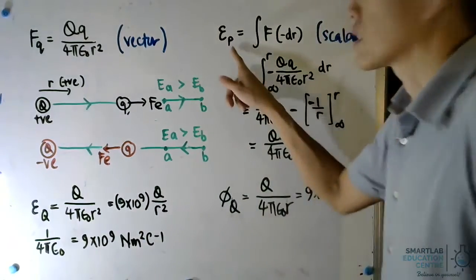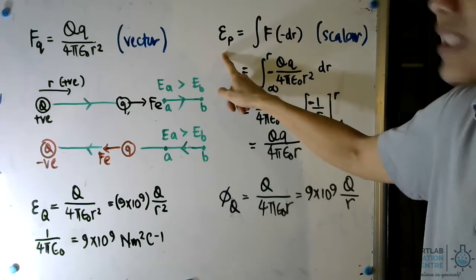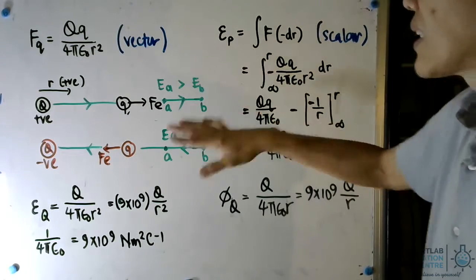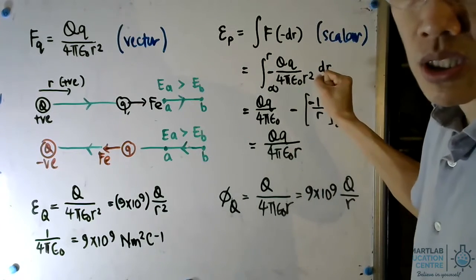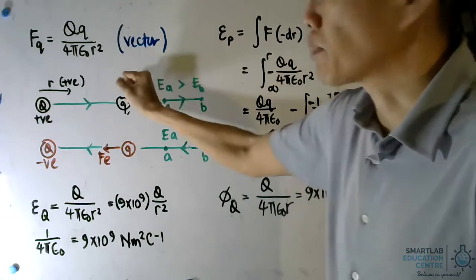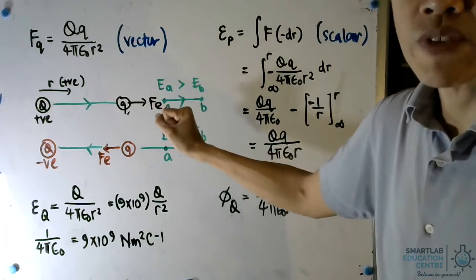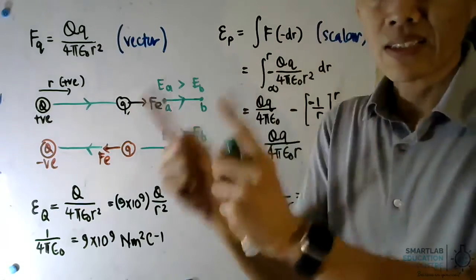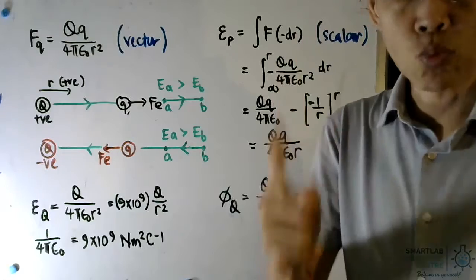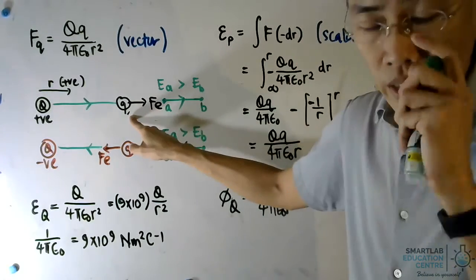We now take a look at the next formula, the electric potential. Electric potential is defined as the work done by an external agent per unit positive charge in bringing the charge from infinity to that point concerned without acceleration. It's important to emphasize two things. One, electric potential is the work done by an external agent. Two, the work done is to bring the charge from infinity to the point concerned and without acceleration.